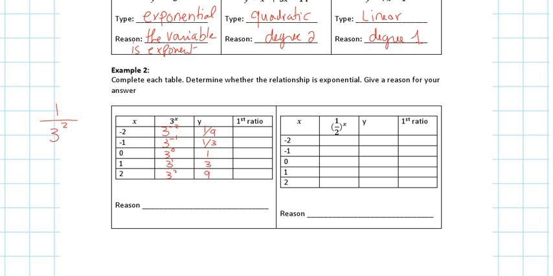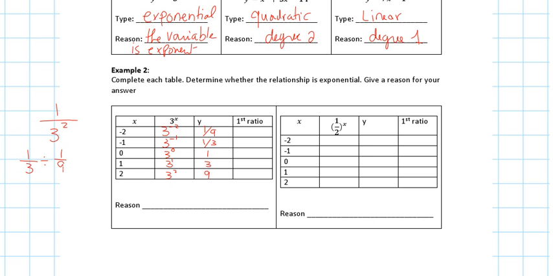If I want to find the first ratio, what do I do? Divide. Okay, divide what by what? The second or the first. Okay, and second. So 1 over 3 divided by 1 over 9. What would be your answer for this? 3.